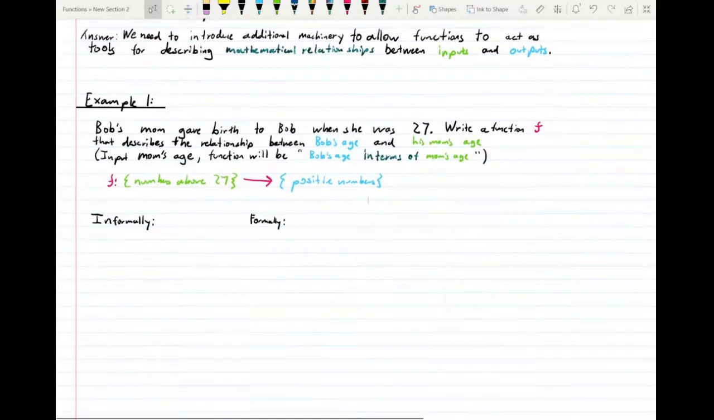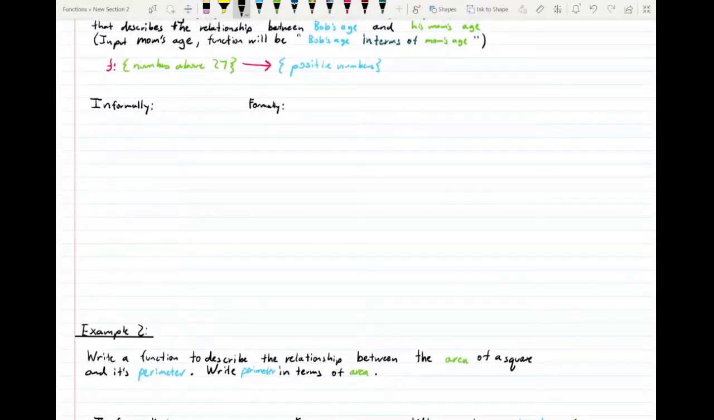Now, before I try and write down the mapping itself, let's just informally describe what each number is going to go to. So each input should be mapping to the output that's 27 less than it, right? So we'll say f sends each number to the number 27 less than it. And that's an informal description of how this mapping is going to go. It's a rule that describes where each number goes.